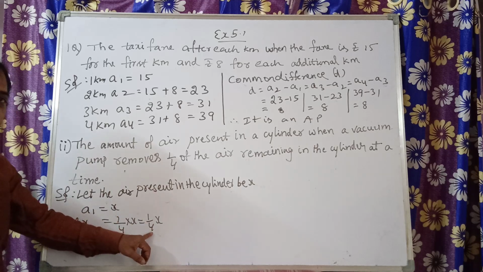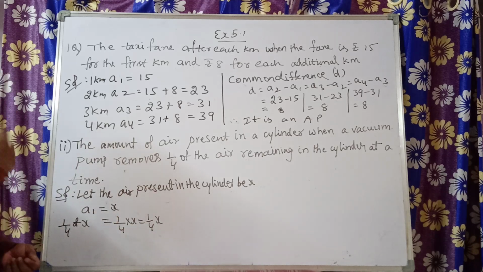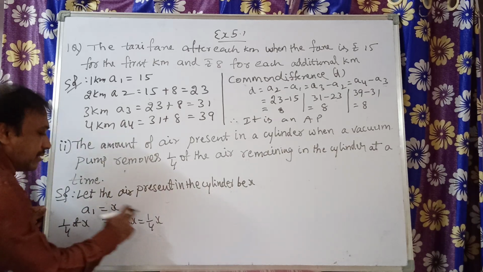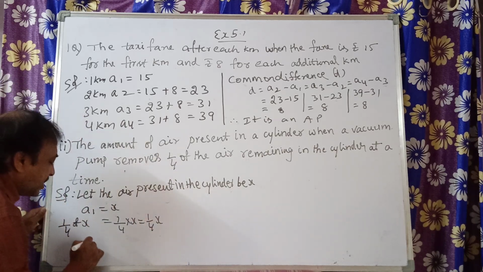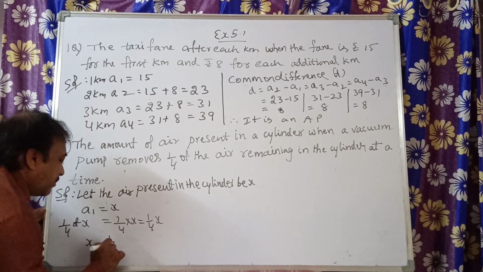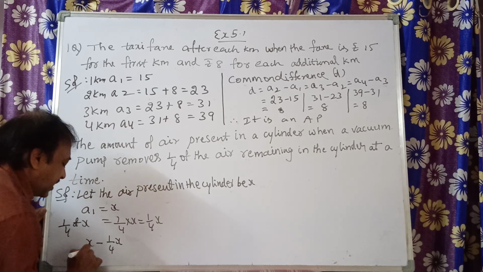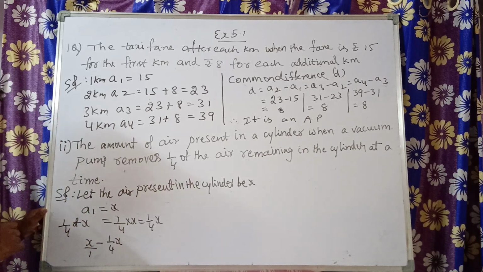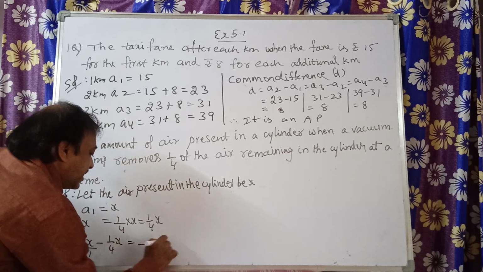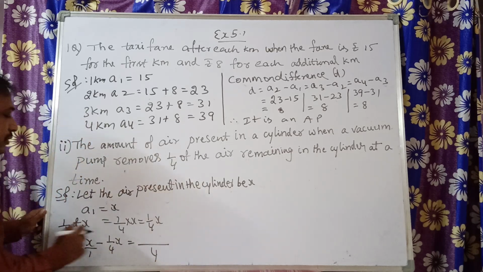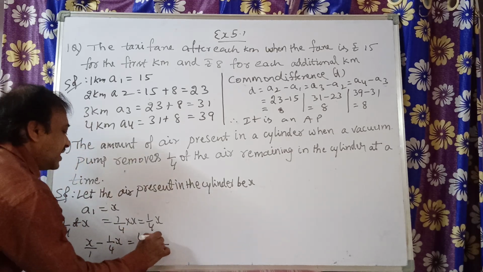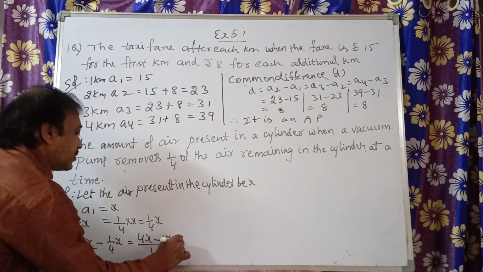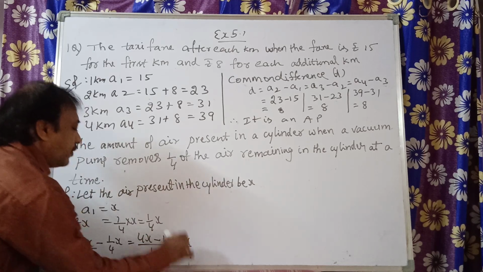1/4 of X is removed from that. That means what will be left over in that? That is X minus 1/4X. So X minus 1/4X, that is nothing but X by 1 you can write. LCM here is 4, so 4X minus 1X, which is equal to 3X by 4.